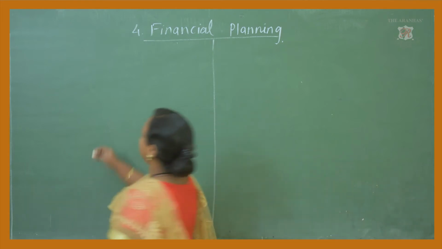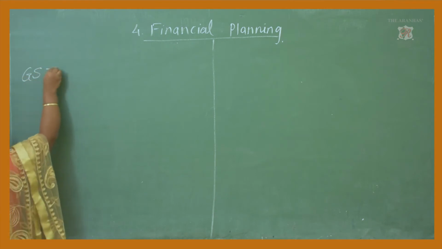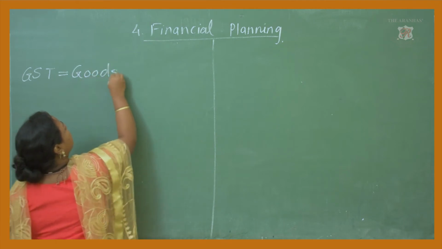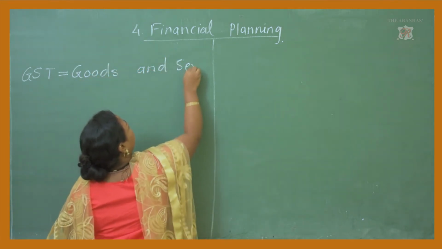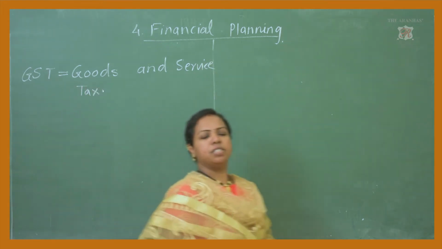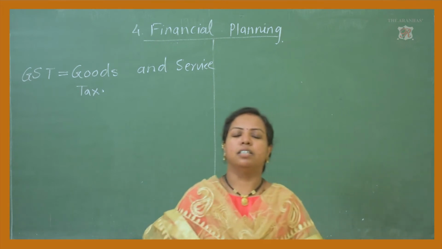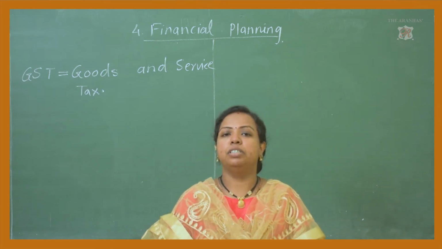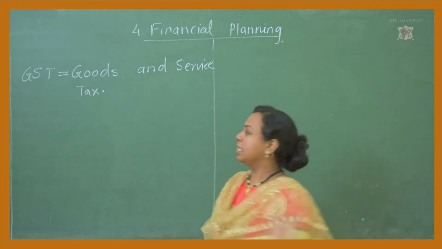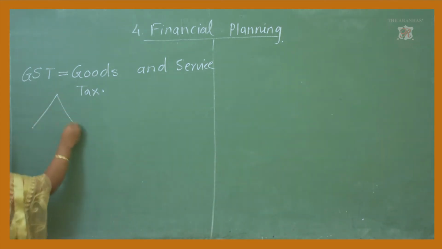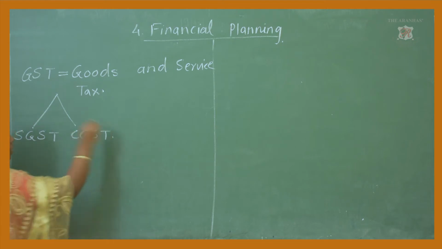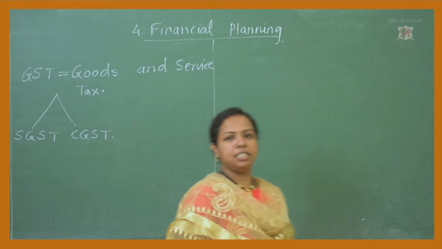So what is the GST? The full form of GST is goods and service tax. This GST again has two components. Or you can say this GST is divided into two parts. First, it is SGST, and second, CGST.